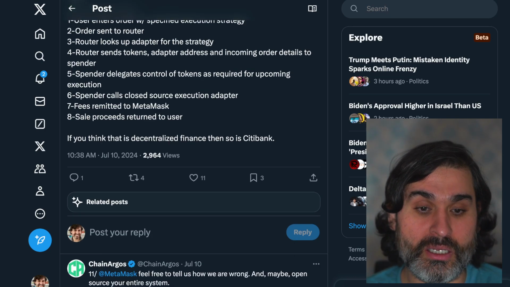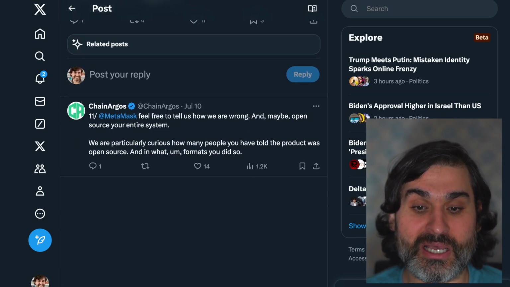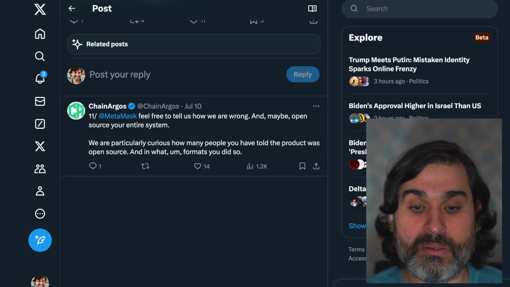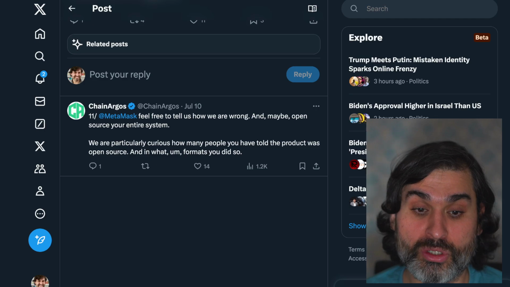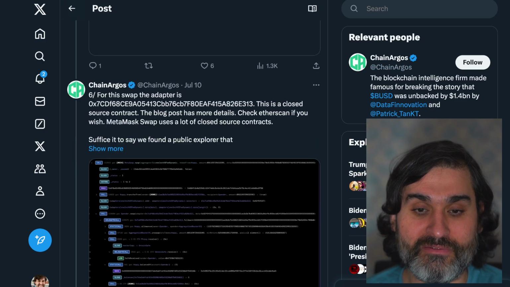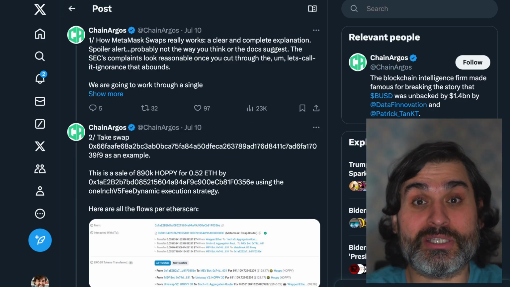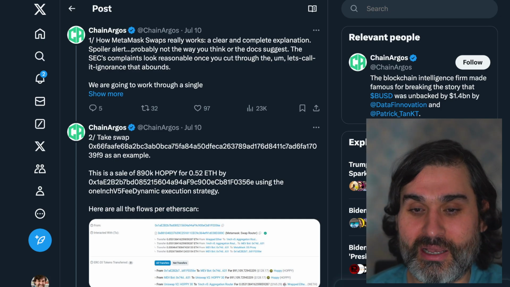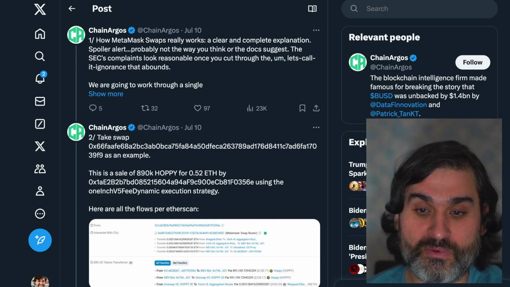So here, ChainArgos says, MetaMask, feel free to tell us how we're wrong and maybe open source your entire system. We're particularly curious about how many people you have told the product was open source and in what formats you did so. So the idea here is that MetaMask have ways of doing things. I'll be honest, I don't fully understand it, but I thought I'd share it with you all for you to get some information.